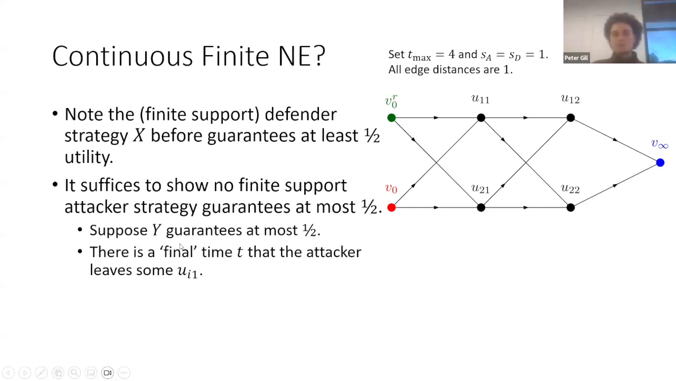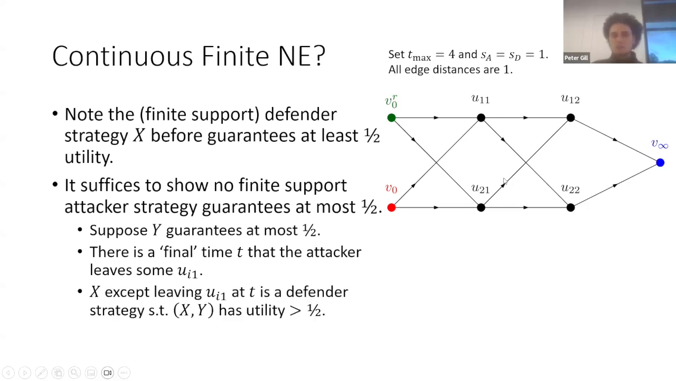Because it's finite, there is some final time, t, that the attacker will leave that first column, and it is played with non-zero probability. So there is a final time that the attacker leaves. And so, supposing that I have a Nash equilibrium, I can change my X slightly to, instead of just staying at my first column forever, leave at the last minute to try and capture at the third column there.